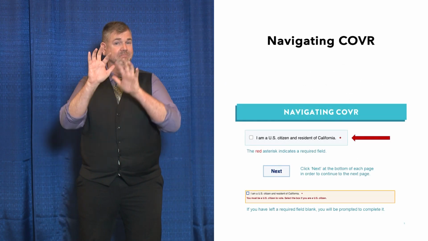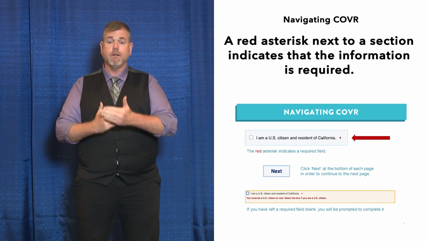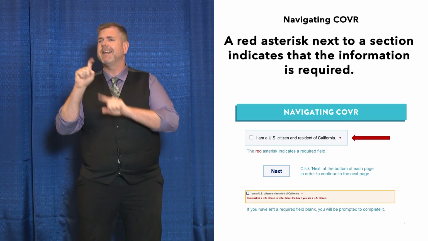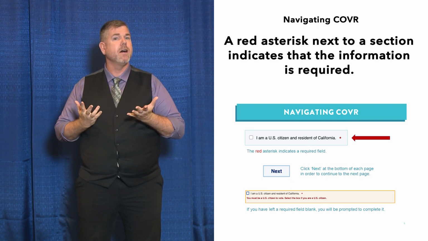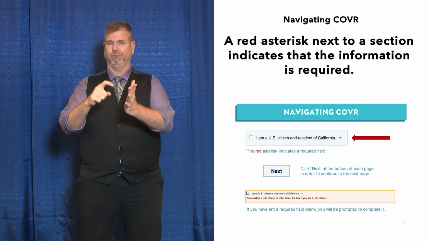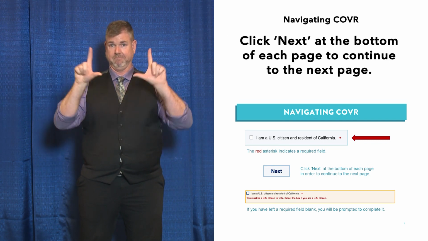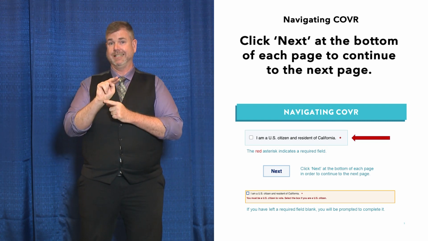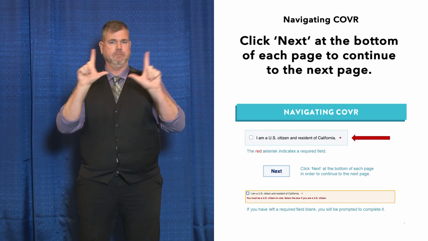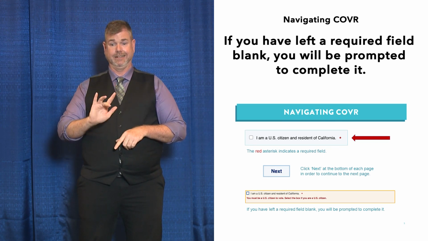Navigating COVR. A red asterisk next to a section indicates that the information is required. Click Next at the bottom of each page to continue to the next page. If you have left a required field blank, you will be prompted to complete it.